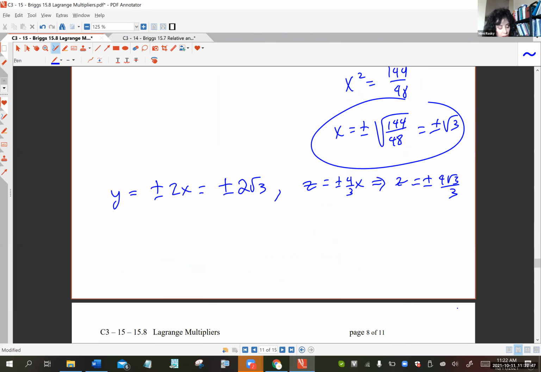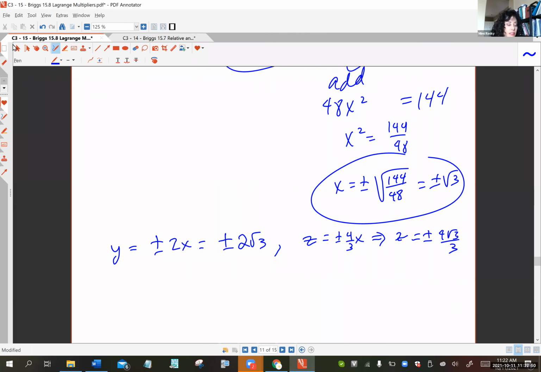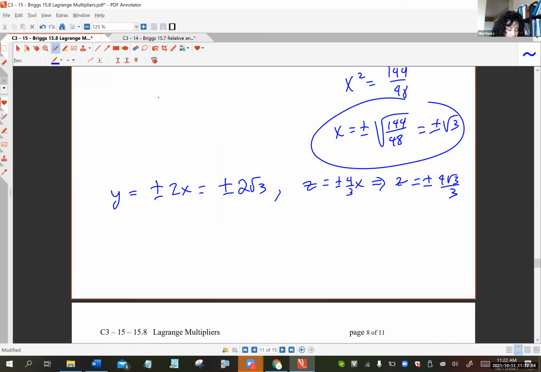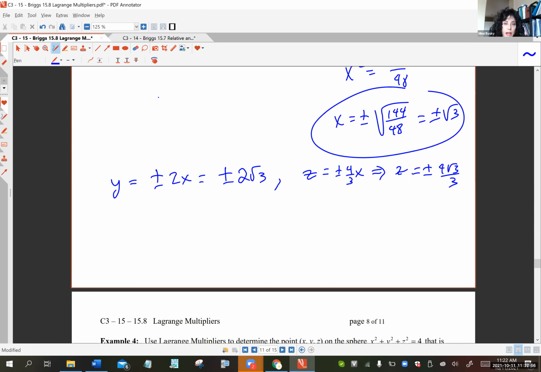The question is, what are the critical points? Because look, in this problem, when you see that x and y are related by this plus or minus, and then z could be plus or minus, you get all kinds of options. One option is where everybody's positive. So one critical point would be positive square root of 3, positive 2 square root of 3, and positive 4 square root of 3/3. So that's one. But there are many others, folks.